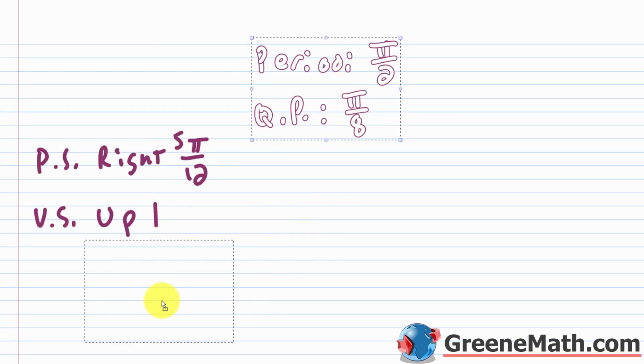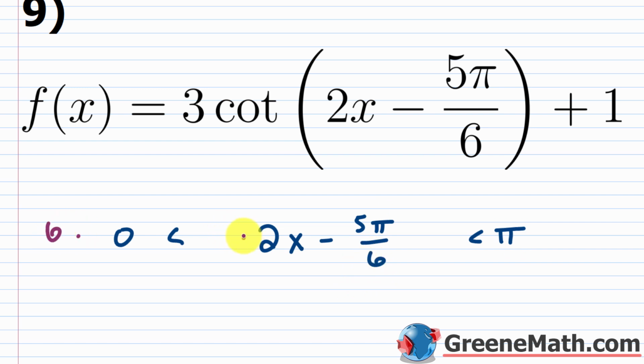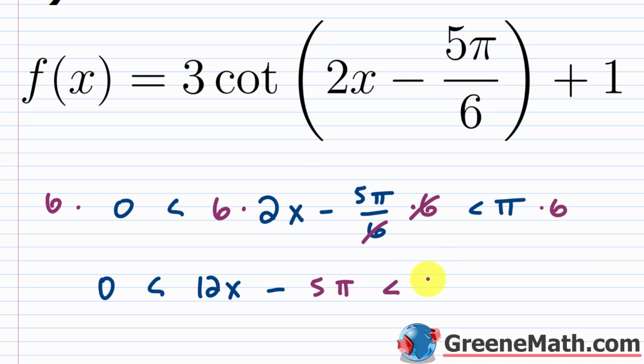Let's come down here and put this right there. And now let's find our 2 consecutive vertical asymptotes. So 2x minus 5 pi over 6 is greater than 0 and less than pi. So I just have one fraction and the denominator is 6. So let's multiply everything here by 6. And so you would have 0 times 6, which is still 0, is less than 6 times 2x is 12x. Then minus this right here is going to cancel. So you're going to have 5 pi, which is less than 6 times pi is 6 pi.